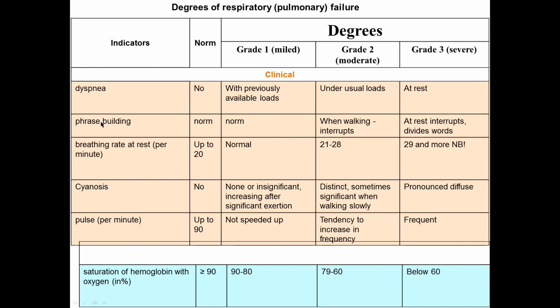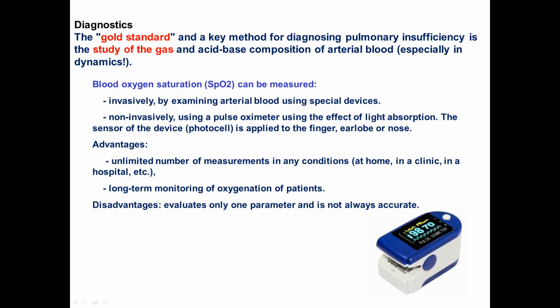And also, according to breathing rate, cyanosis, pulse rate, different stages have different presentations. Saturation of hemoglobin with oxygen in normal condition should be more than 95, and in severe condition it will be below 60.